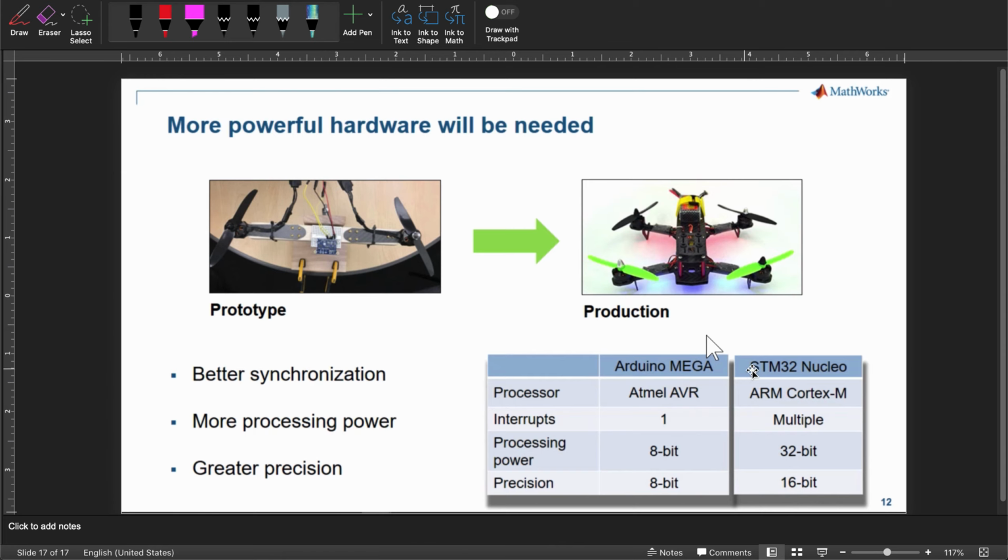So let's take a look at this. This is the part of the whole presentation concerning the Arduino that I want to show you. If you compare this ARM processor with the Arduino Mega, you can see that the Mega can only handle 1 interrupt at a time. Okay, but you may need something where you're handling multiple interrupts at a time. The processor in the Mega is basically an 8-bit processor. Well, this STM32 is 32-bit, and there are some other things associated with precision.